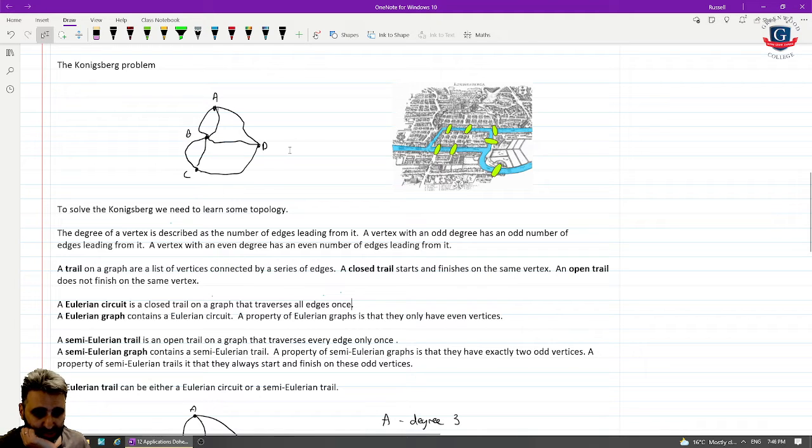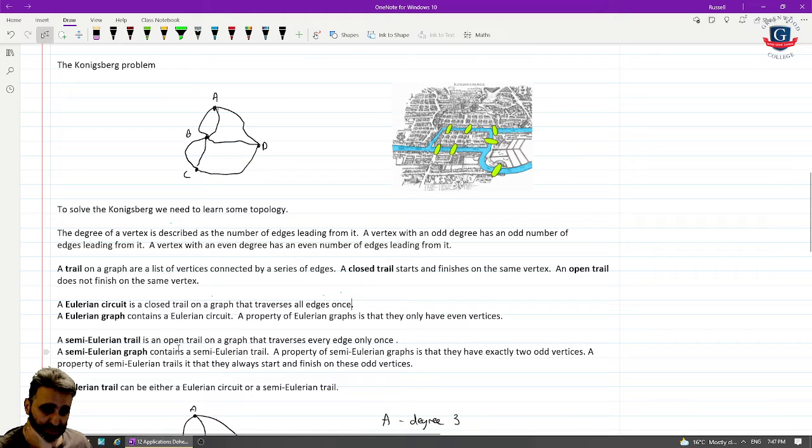Now, a property of an Eulerian graph as opposed to any old graph is that it only has even vertices. Now, if we look at this little graph I've got up here, 1, 2, 3, that's an odd vertex. It's obviously not going to be an Eulerian graph. Let's see if it's a semi-Eulerian graph though. A semi-Eulerian trail is an open trail on a graph that traverses every edge only once. So if it started at A and ended at C and traversed every edge, it could be a semi-Eulerian graph.